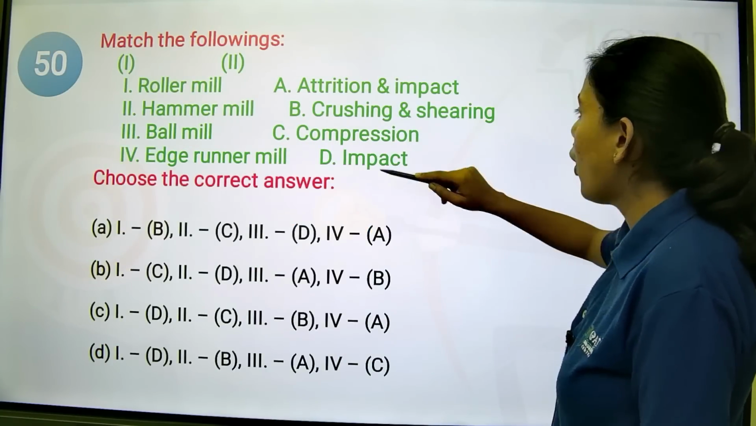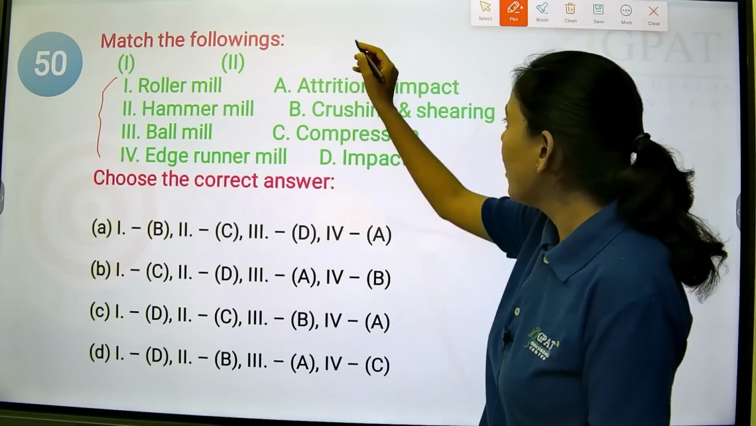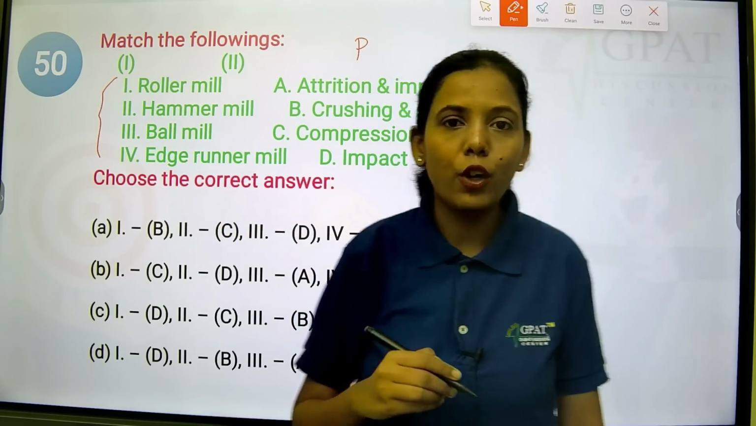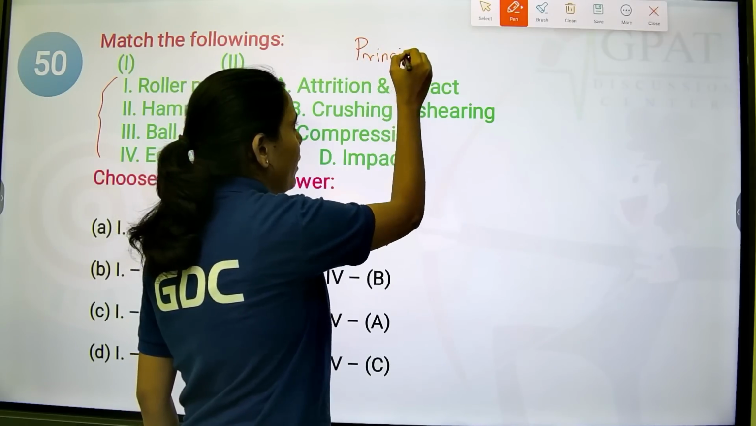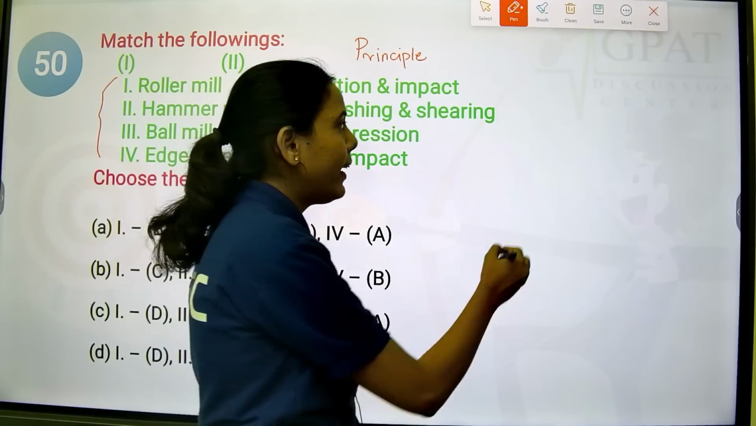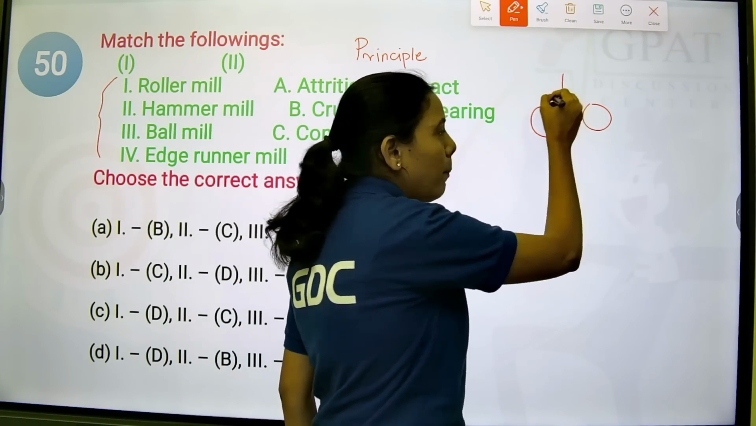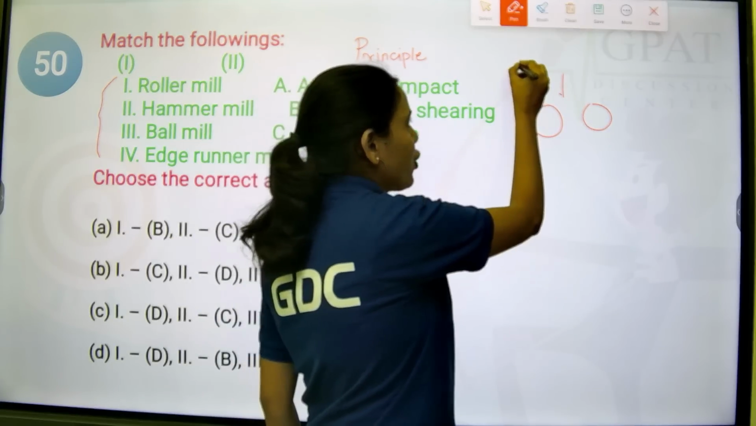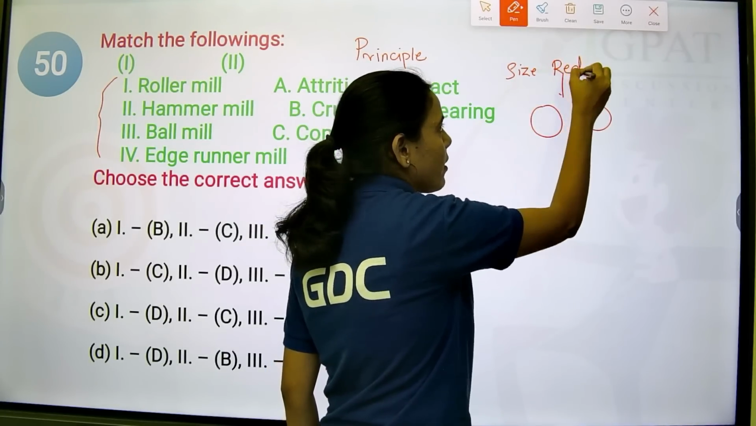Now match the following. Here there are different mills given, and here the principle of each particular mill is given. Now what is the first mill? Roller mill. We know that in a roller mill there are two rollers, and mills are nothing but for size reduction. These mills are for the size reduction process, right?